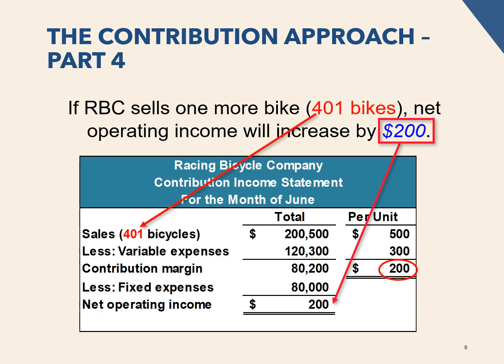As you know how to get break-even unit, you will be understanding if the racing bicycle company sells one more bike, which is 401 bikes, net operating income will increase by $200 because the company's contribution margin is $200. So one more unit or one more bicycle was sold, then 200 contribution margin will be generated.